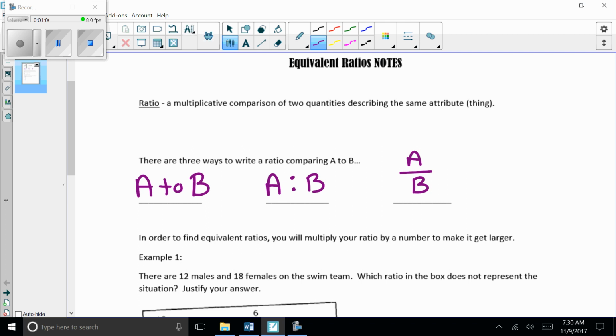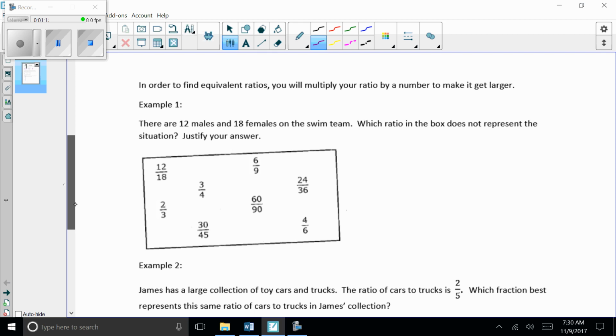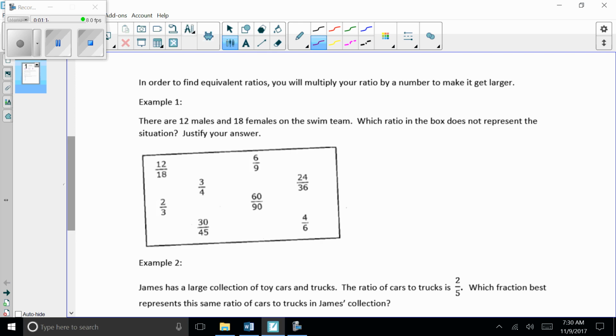Now, with your ratios, remember, you always need to simplify your ratios. So you are probably going to start with a ratio that is unsimplified, and then we're going to divide it and get it into an equivalent, simpler form. So it says, in order to find equivalent ratios, you will multiply your ratio by a number to make it larger. So if we're making it larger, we're going to choose the same number and multiply it by a value of 1 to make it larger. Or if we want to make it smaller, again, you're reducing those fractions by dividing both of those numbers by the same number.